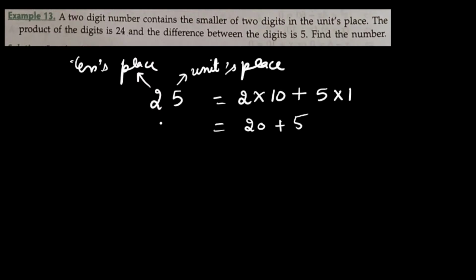So the two digits concept here we have to use. Suppose one example I was giving you, if 25 is a two digit number, so 5 is the unit place and 2 is the tens place. So its expansion we can write by multiplying with its place value, like 2 into 10 plus 5 into 1. So 20 plus 5. So this type of concept here we are going to use.